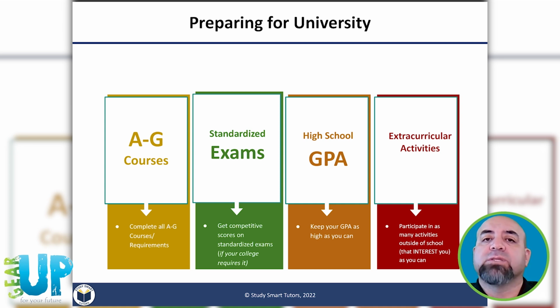The A through G courses, they must all be completed with the grade C or better. The standardized exams, this includes the SAT or the ACT. There are requirements and there are deadlines for students to follow as they begin to take these classes. And then the high school GPA, obviously the higher GPA, the better. There are minimum requirements, but the higher GPA, the better. And then the extracurricular activities. This includes sports, this includes part-time jobs, this also includes maybe some internships that you did or some volunteer work that you also did.